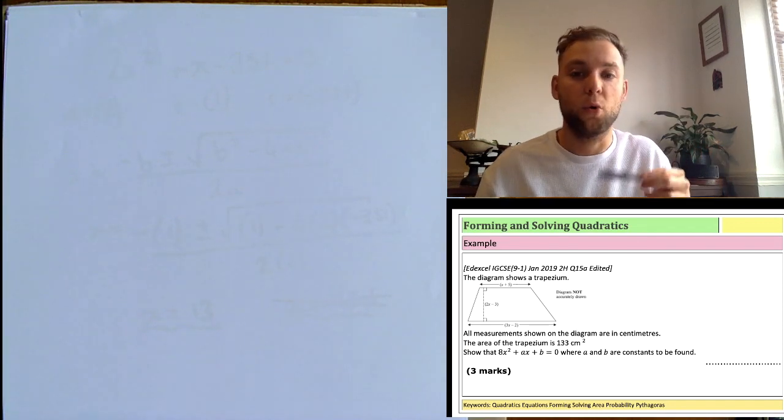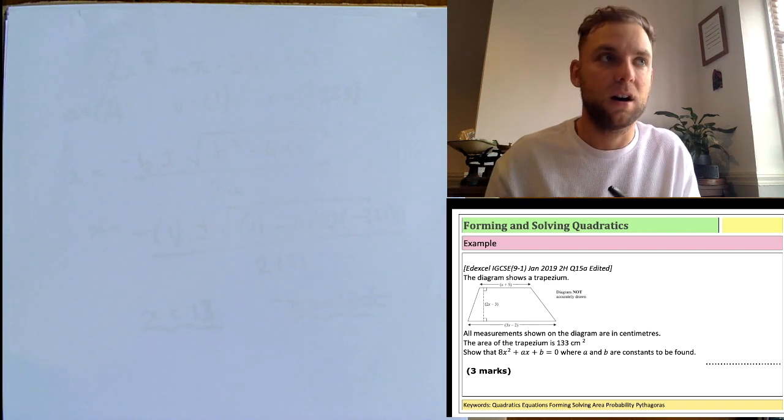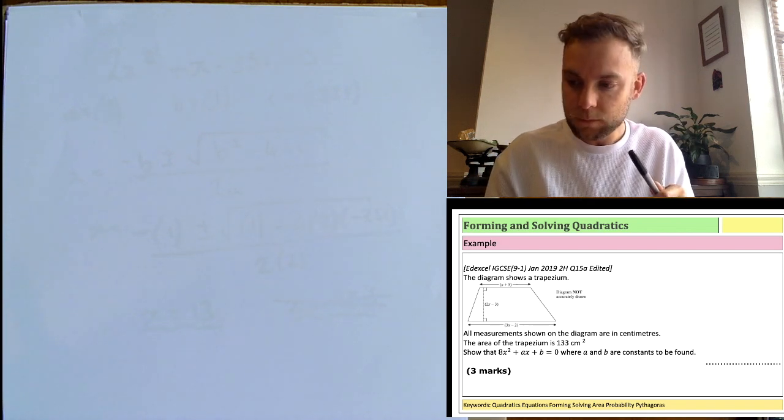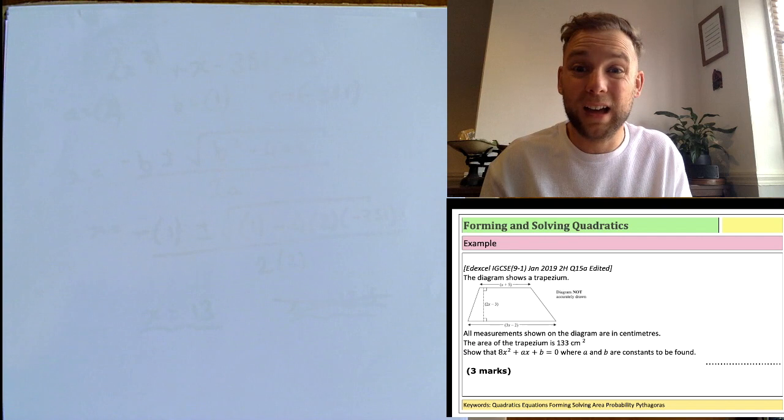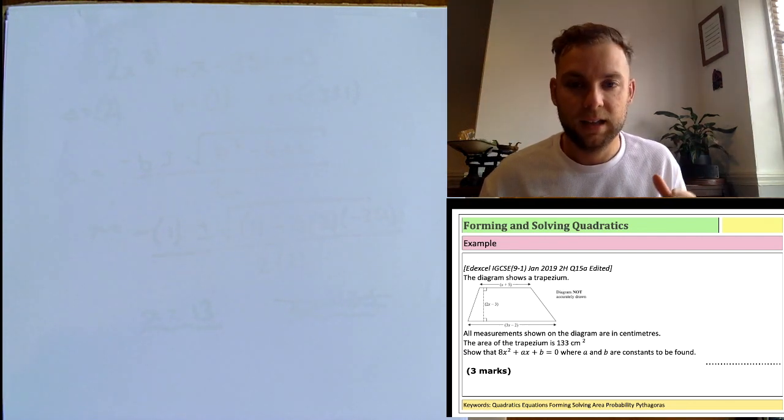You've got to know all your areas. You've got to know probability for some of it. You need to know... what else do we need to know? Oh, Pythagoras comes up with this one. It just brings everything in, okay?